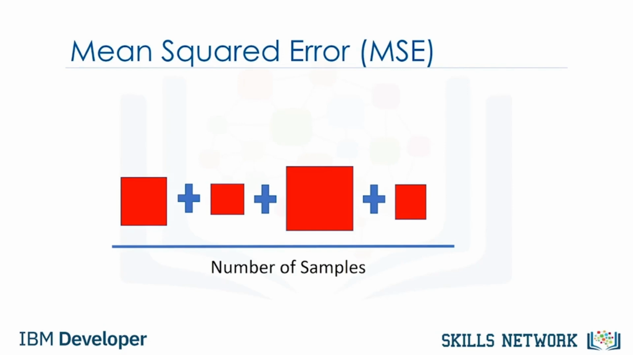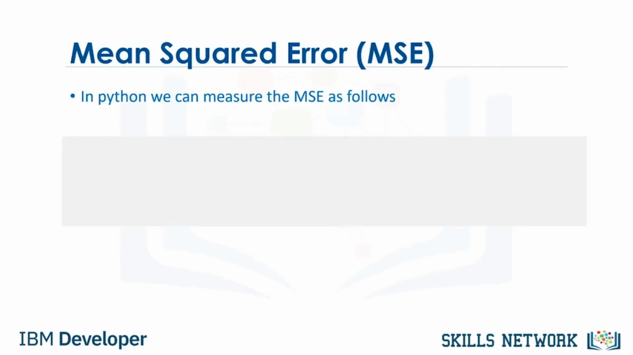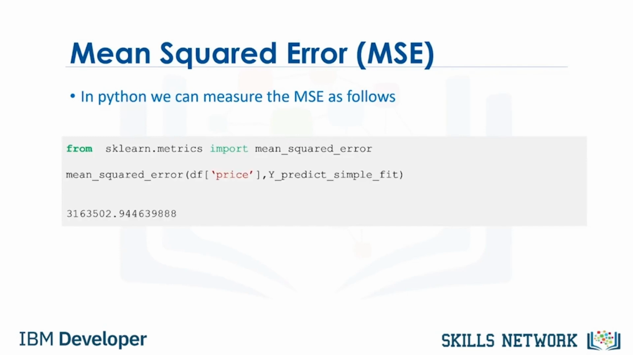We then take the mean or average of all the errors by adding them all together and dividing by the number of samples. To find the MSE in Python, we can import mean_squared_error from sklearn.metrics. The mean_squared_error function gets two inputs, the actual value of the target variable and the predicted value of the target variable.